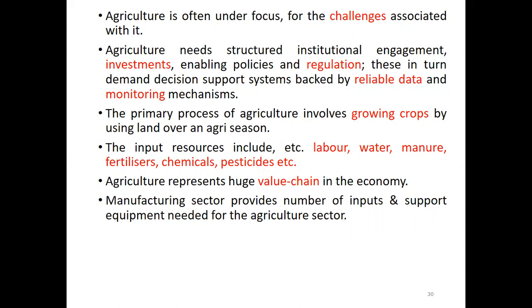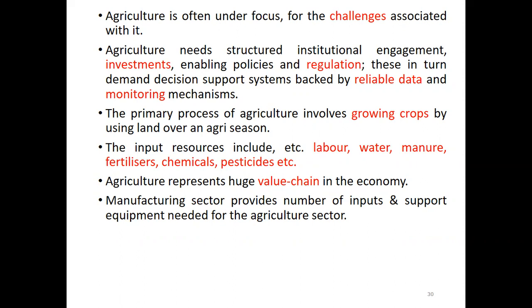The primary process of agriculture involves growing crops by using land over an agri-season. What is the primary process of agriculture? Growing or cultivation of the crops. Now, this cultivation of crops includes some input resources: labor is required, water is required, manure is required, fertilizers are required, chemicals are required, and pesticides are required.